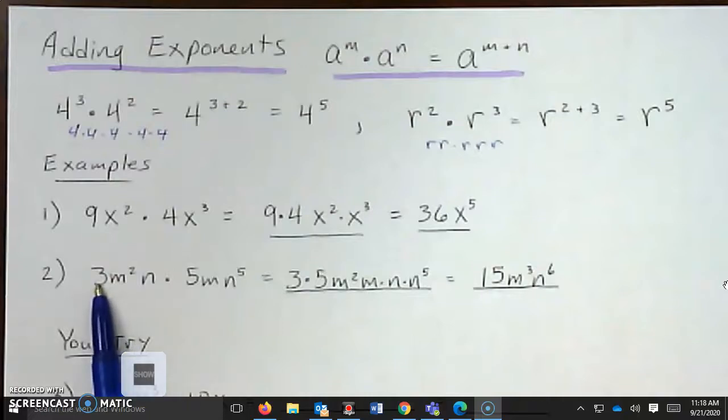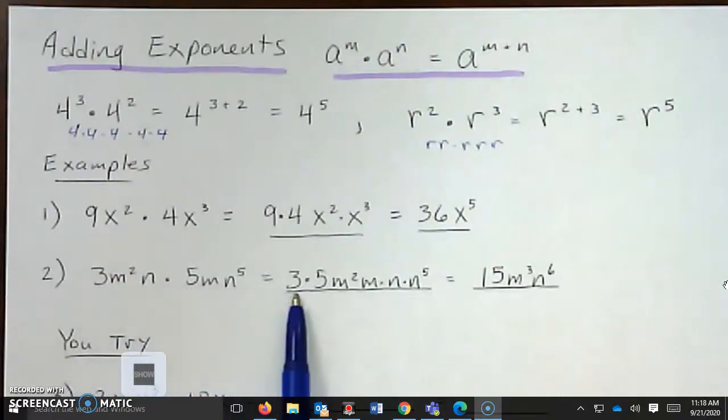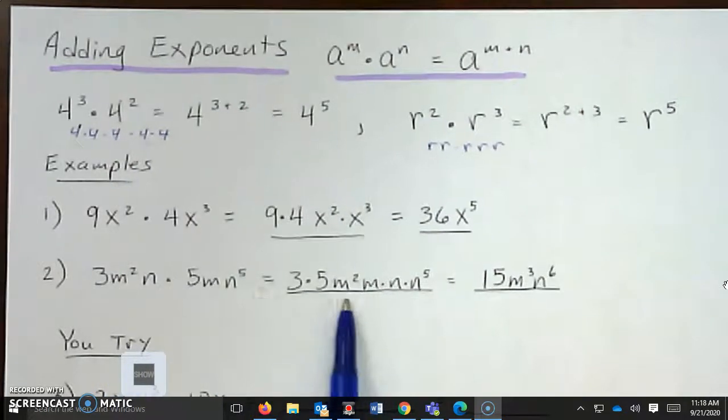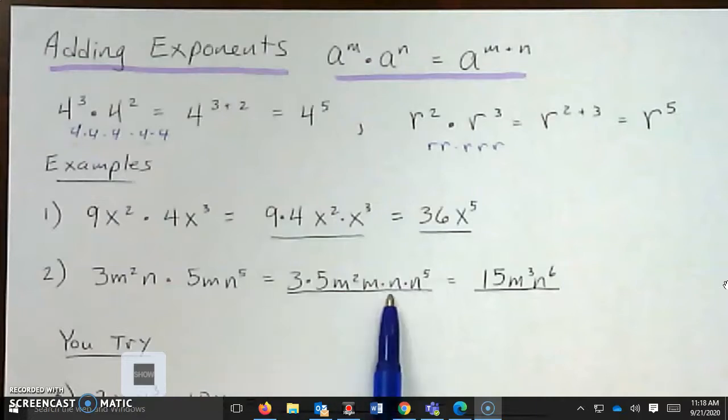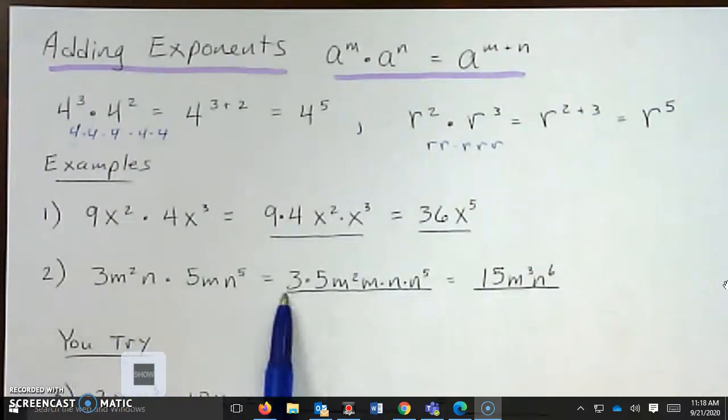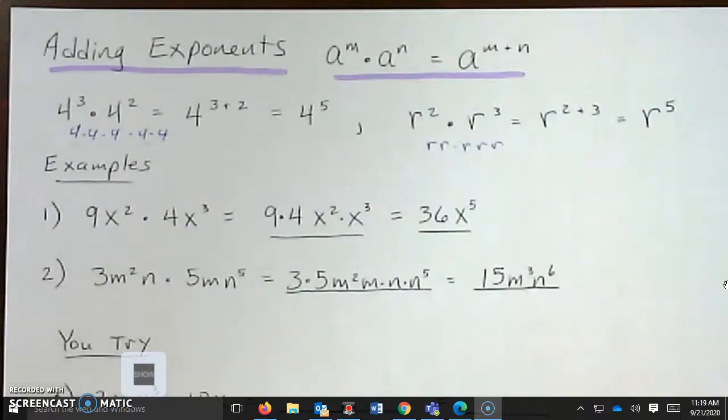Okay, so this one is just another example. You can see the 3 and the 5 are coefficients. I put them next to each other. Now notice these two terms each have 2 variables. So I put the m's together. That m squared is right here. This m is right here. And I put my 2 n's together. I have n to the first power and n to the fifth power. There they are. So again, 1, 2, 3, 4, 5, 6 pieces. 1, 2, 3, 4, 5, 6. I just rearrange them and put them together.